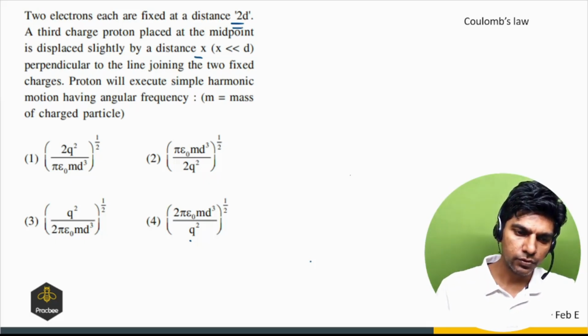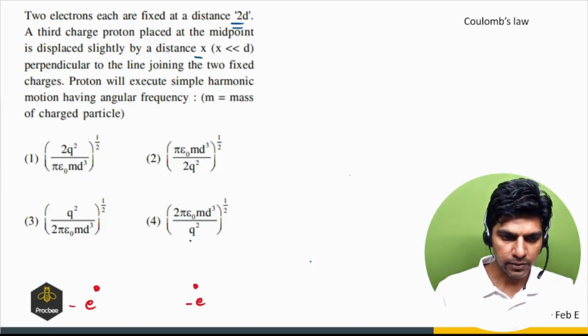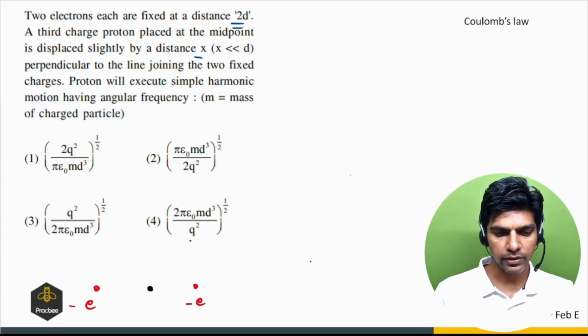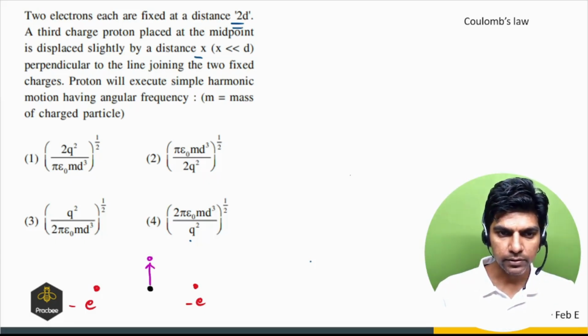So let me first draw the situation. So we have given two electrons which are fixed, and there is a proton at the center. So in this very instant, in this configuration, the proton is not experiencing any force. So the proton will be in equilibrium. Now we have displaced the proton slightly in the upward direction, right? And this displacement is x, and this x is very small in comparison to d. So this distance is d, this is also d.